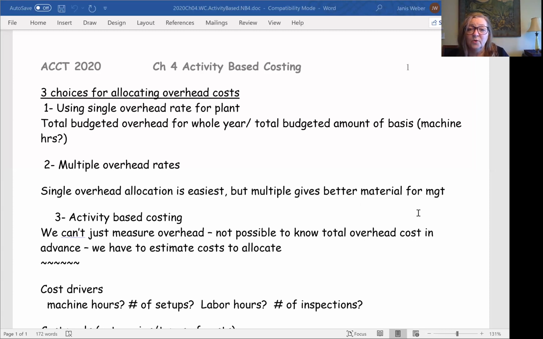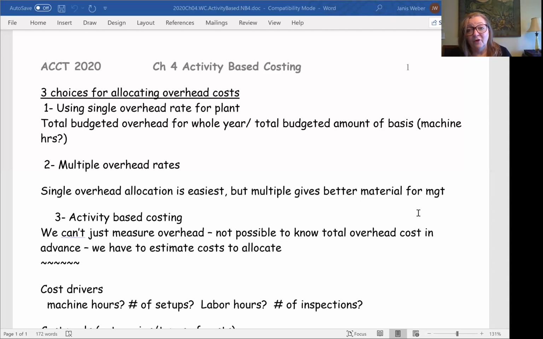Then the second one that we'll talk about is multiple overhead rates, where you had segregated your overhead into the part of overhead that takes place in this department versus that department. So maybe you have two processes. For instance, if you were baking a cake, part of baking a cake is the mixing and part of it is the baking. So maybe you have overhead involved in mixing and part of it in baking.